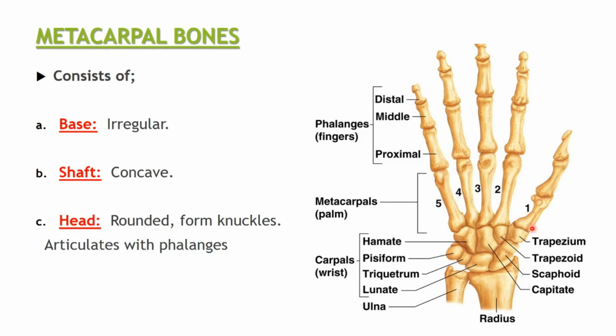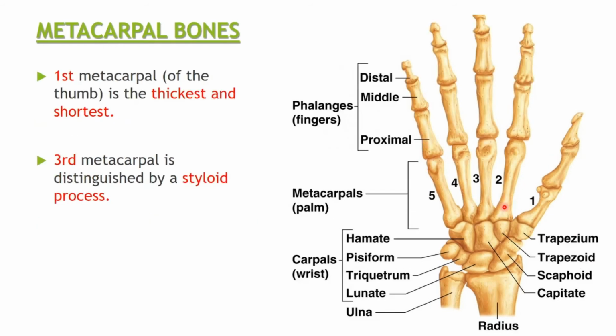So they are having base, shaft and head. Proximally base, then shaft, and distally they are having head. Heads are articulating with the phalanges. So among these metacarpal bones, the first metacarpal bone is the thickest and the shortest of all the metacarpal bones.